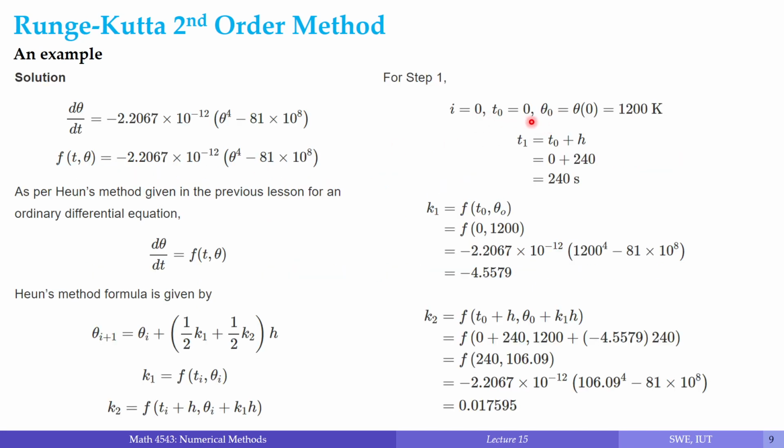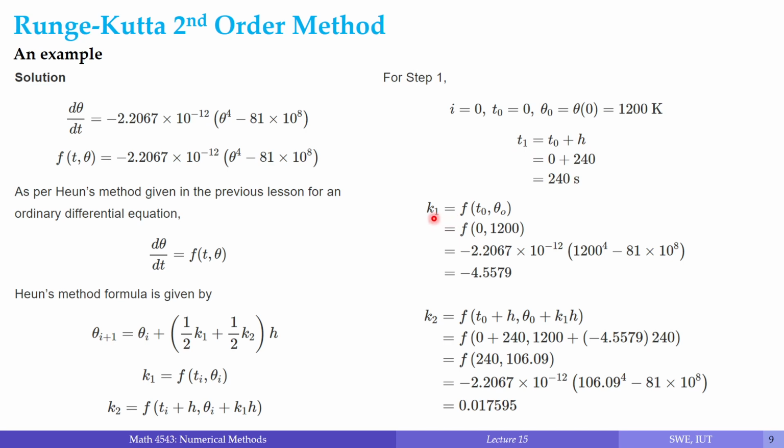So at time t equals 0 seconds, we had a temperature value of 1200 kelvins. So we know our theta 0 to be 1200 kelvins, right? This is our initial condition, and we know our i value will be 0. So our t1 will of course be one step towards the right, which is at 240 seconds, we are taking the value of h to be 240, of course.